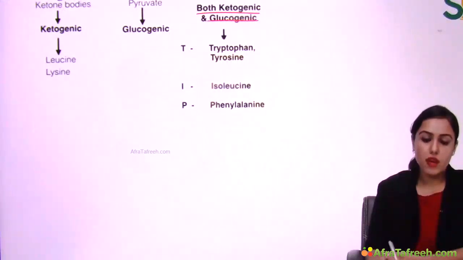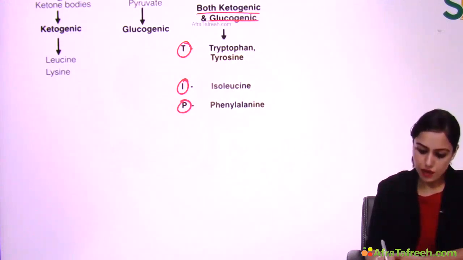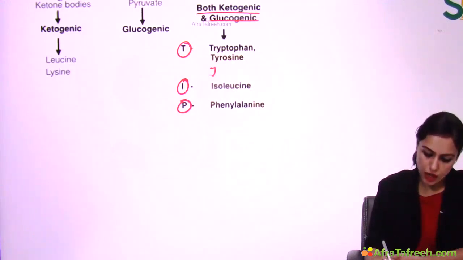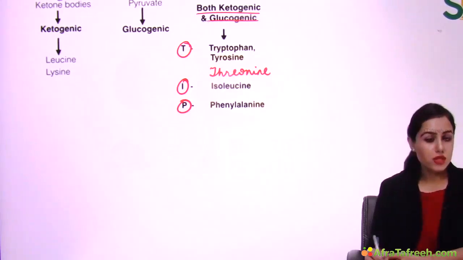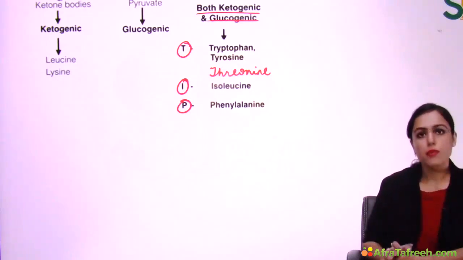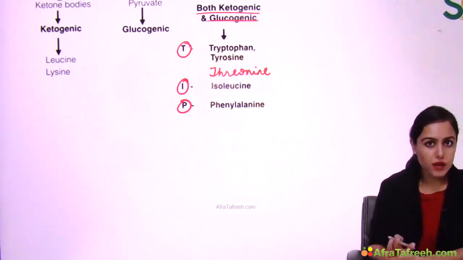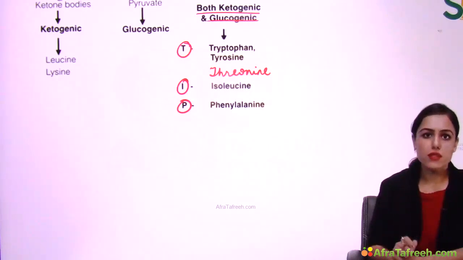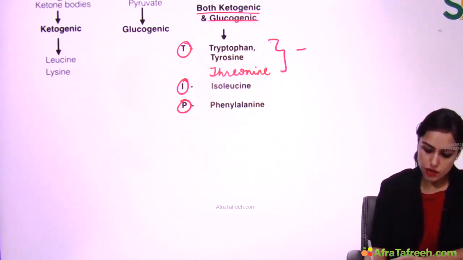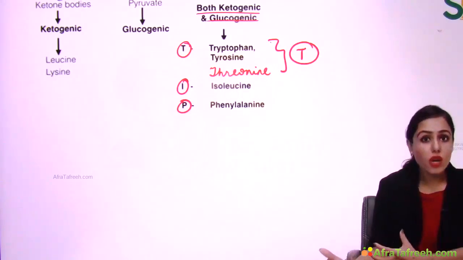In both category we have a mnemonic tip, TIP, tip. From T I have written tryptophan, tyrosine, and I am writing threonine in front of you, because I want to tell you this thing, that threonine was earlier in controversy, but now it is clear in your standard books that threonine is in both category. So now it is very easy for you to learn. Any amino acid starting from T. There are only 3 amino acids starting from T. They all are in both category. So easy to learn, right?